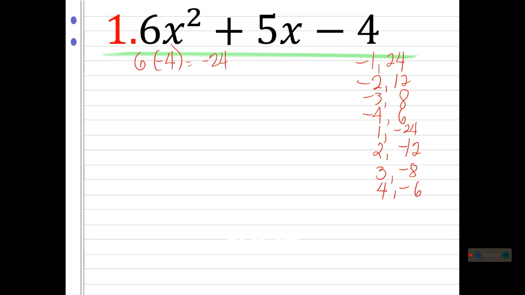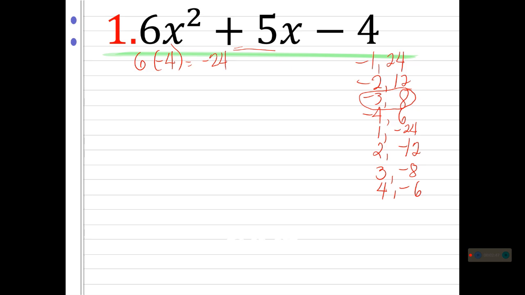All of these pairs of numbers have a product of negative 24. But as I said earlier, you are going to select the pair of numbers whose sum is the middle term, which is positive 5. So you are going to use negative 3 and positive 8. Then, you are going to rewrite the given expression 6x squared plus 5x minus 4 by replacing the 5x with the pair of numbers from step 2.